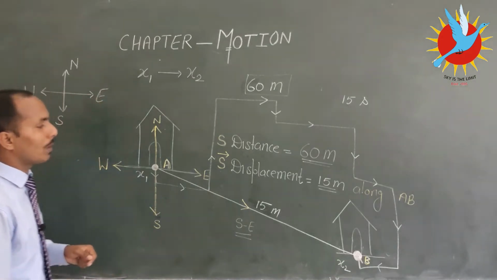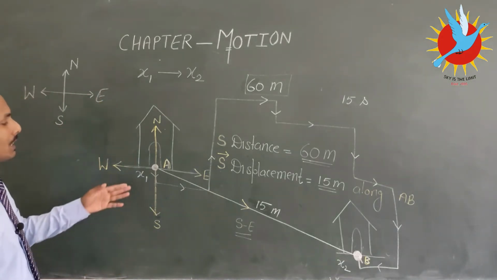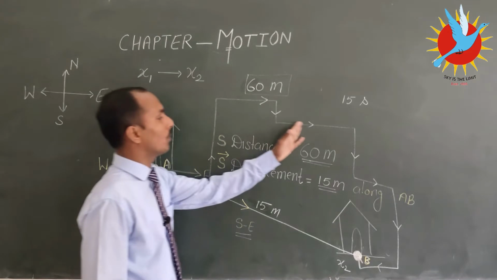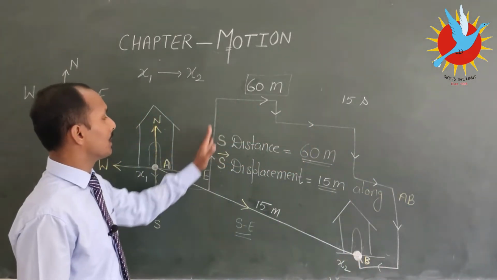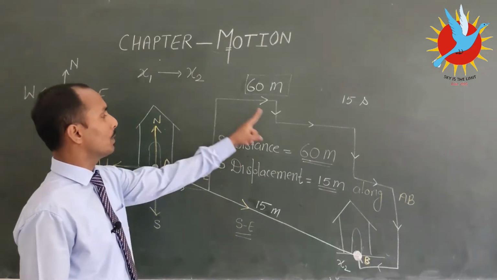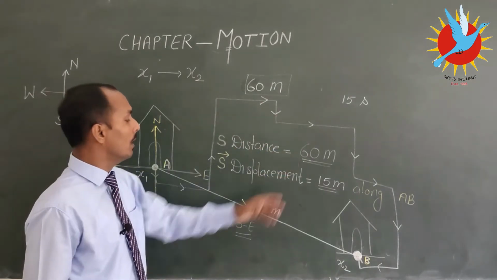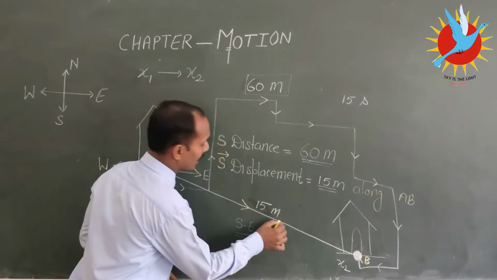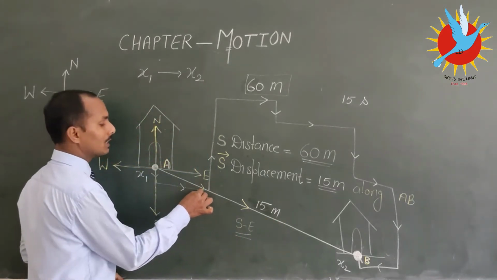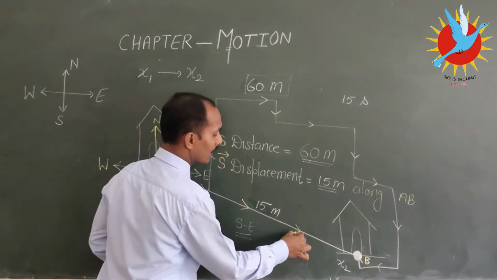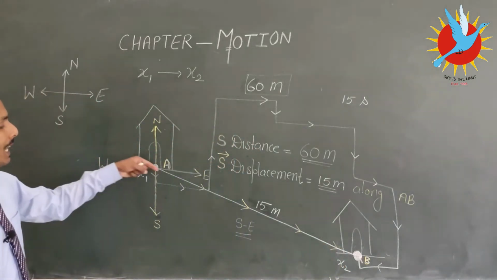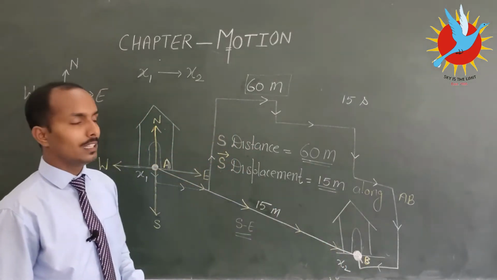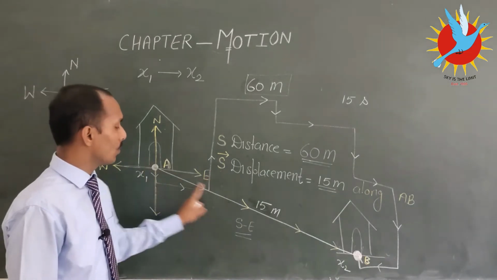We already discussed what distance is and what displacement is. Distance is the actual path followed by the person. It does not depend on direction, because the direction can change, but in this case there is the same direction at every point. Here the direction is southeast, here also southeast, here also southeast. That's why it is a vector quantity, it has only one direction.